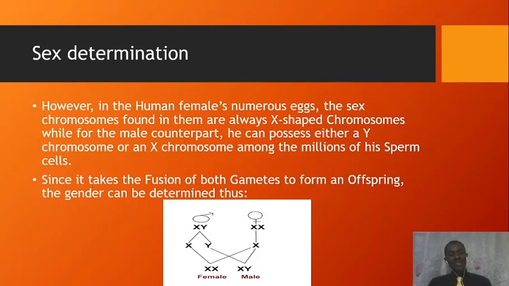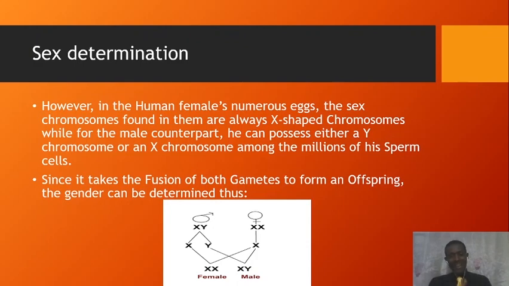Now, the next thing you need to know is that in a human female's eggs, the numerous eggs, the sex chromosomes that are found in them are always X-shaped chromosomes. Let me explain so that you will understand better. In every egg that a woman ovulates, of course, in a woman's life, she can ovulate hundreds and thousands of eggs in her lifetime. Whether she ovulates 100,000 in her lifetime or 10,000 or 200, all of them must contain a sex chromosome that has X shape.